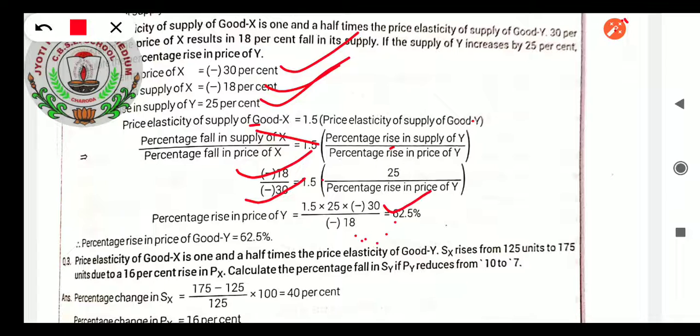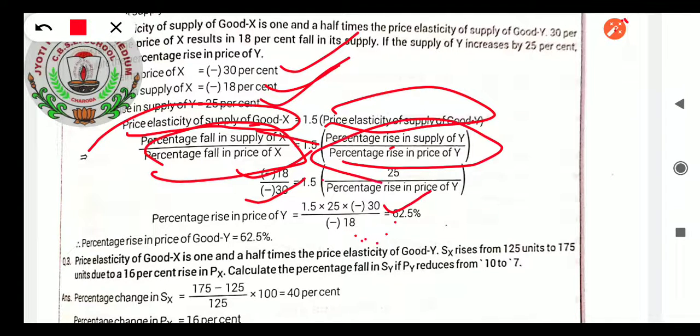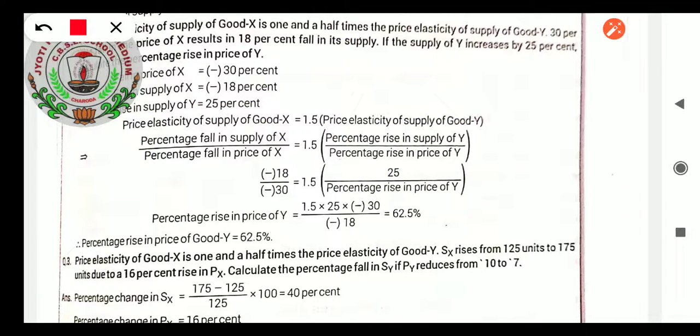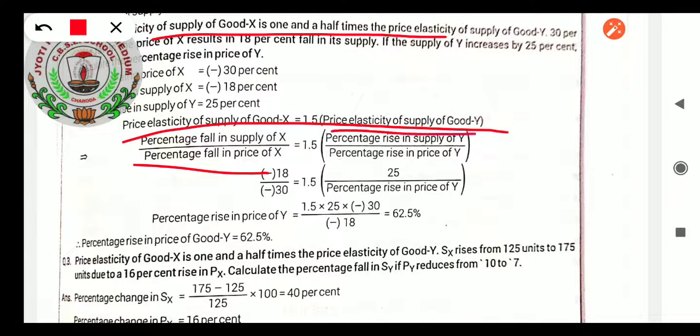Once again I am explaining to you. This is the formula abbreviated for percentage price elasticity of supply of goods X, and this formula is for the percentage price elasticity of supply of goods Y. Both the formulas we are relating because a relationship has been explained in the first line of the question. According to this, the formula for price elasticity of supply of goods X is this, and for goods Y, this is the formula.